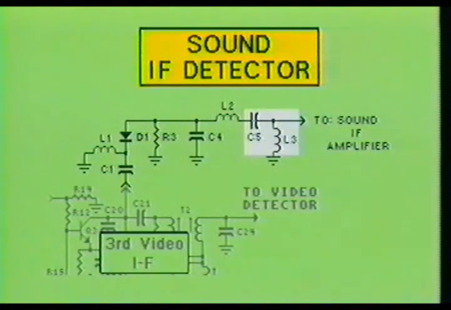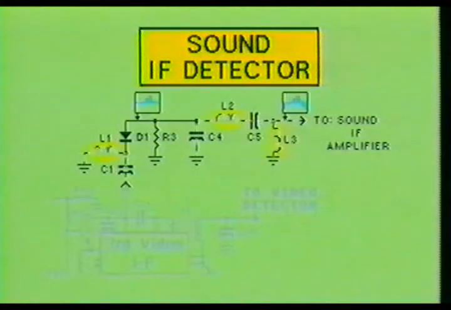Capacitor C5 and inductor L3 form a series resonant circuit tuned to a center frequency of 4.5 MHz. This series resonant circuit ensures the passage of the 4.5 MHz sound signal while rejecting any remaining composite video. As you can see, the sound IF detector is quite a simple circuit. At this point, we will pause for a review of the material just discussed.